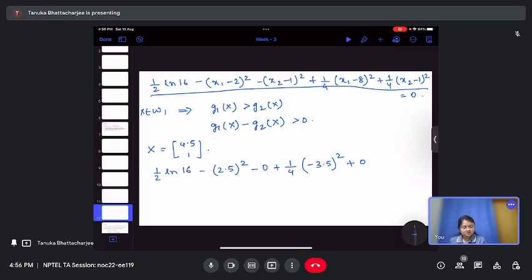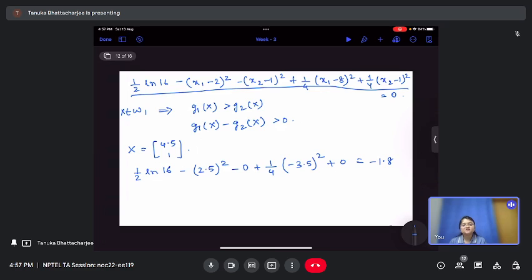Okay, let me just tell the final value. It will be around minus 1.8 approximately. So we see that the value is negative. If the value is negative, that means g2(x) is greater than g1(x). So we will classify x as an element of class omega 2. If we had got this expression value greater than 0, then we would have classified x in class omega 1.